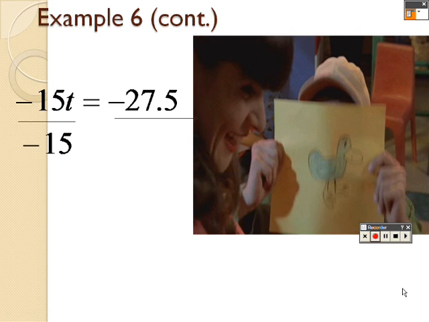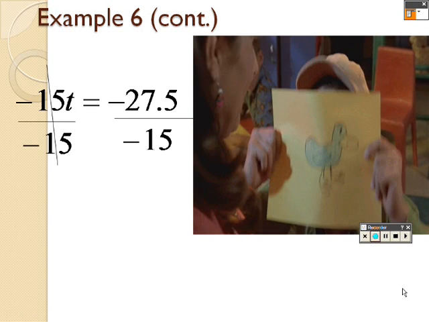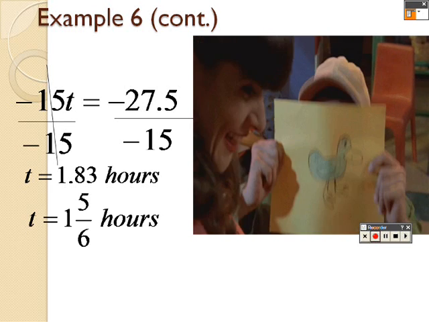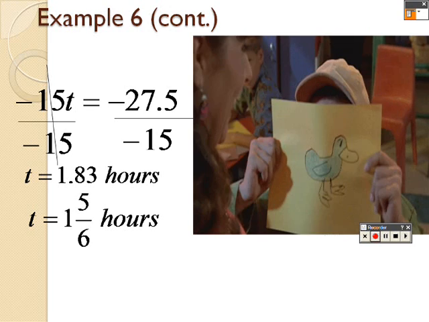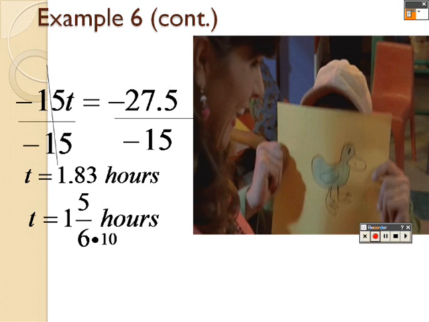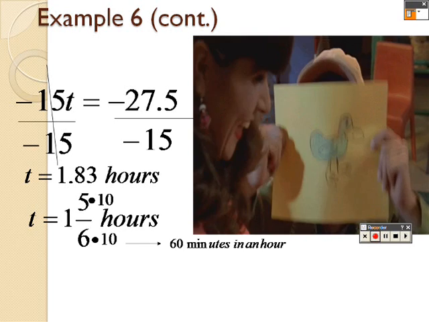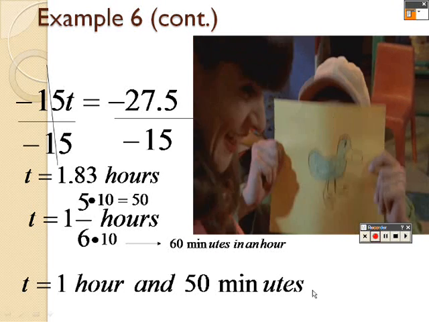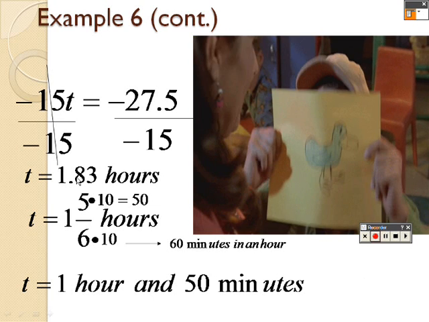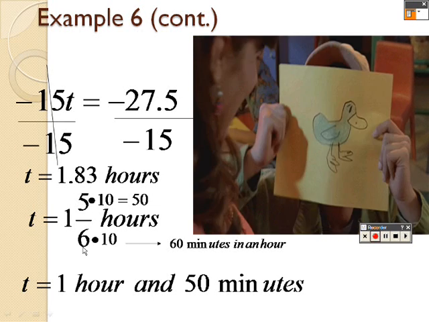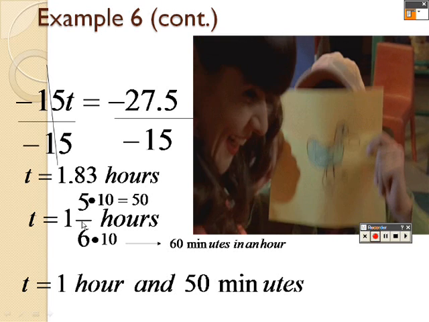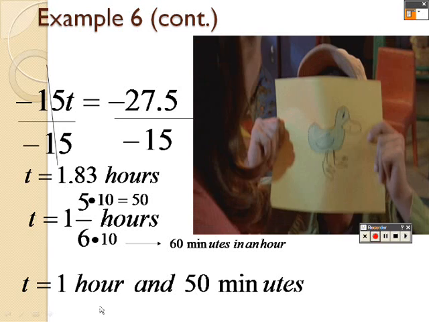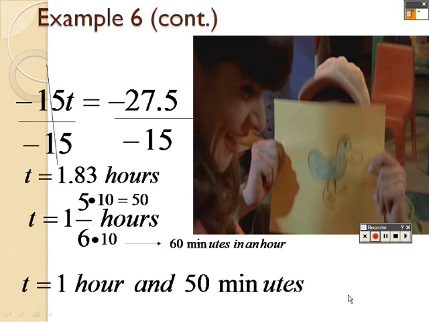And when I do that, I find out that the time that it took was 1.83 hours, which is roughly 1 5/6 hours, which is about 1 hour and 50 minutes. So it took 1 hour and 50 minutes before the cars met each other. And this I switched into a fraction, and because it's in terms of minutes, 5/6, that's why it's tens, because I multiplied it by 10 to figure out how many minutes it was, so 1 hour and 50 minutes.